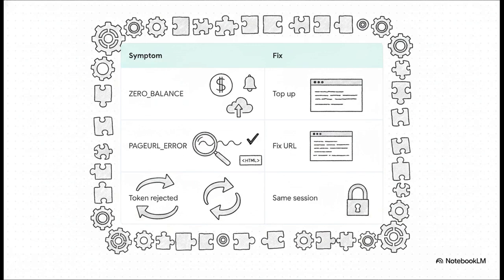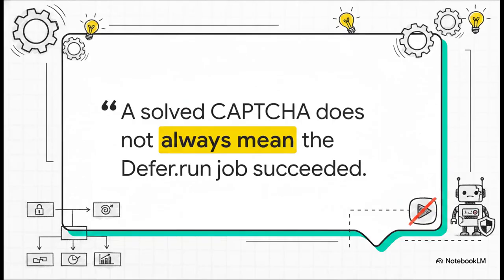Setting your job up this way is going to make maintenance an absolute breeze for whoever inherits your code base down the line. I want to wrap up today with the golden rule of automated jobs. A solved CAPTCHA does not always mean the Defer.run job succeeded. Kind of makes you think, doesn't it? It challenges us to look past that one isolated API call and really examine the entire workflow top to bottom.